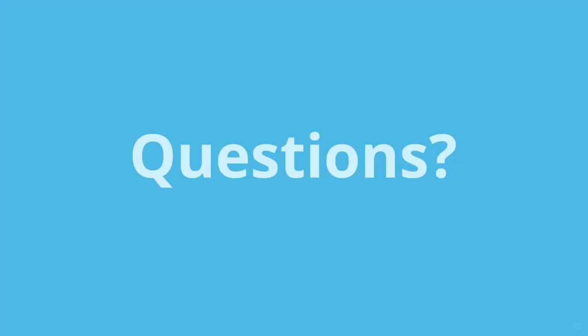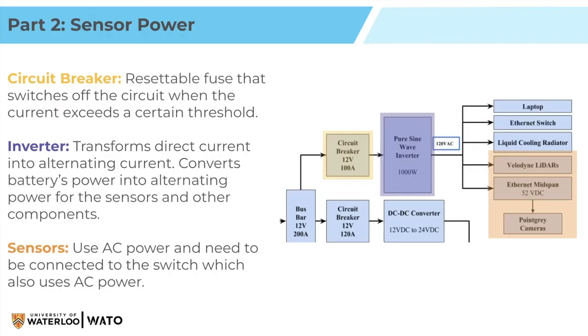I have a question regarding the first branch. The bus bar is 12 volts, 200 amps, and the circuit breaker is 12 volts, 100 amps. So the pure sine wave inverter will need to make sure it draws less than 100 amps of current. Is that right? Yeah, I believe so. Again, I'm still kind of a newbie with some hardware stuff, but I think that would be my answer.